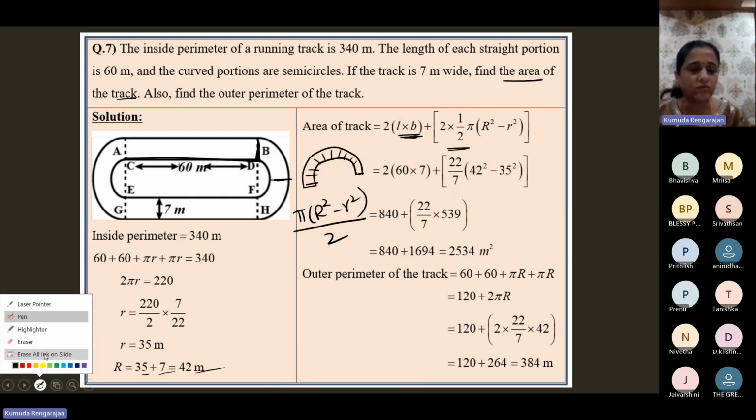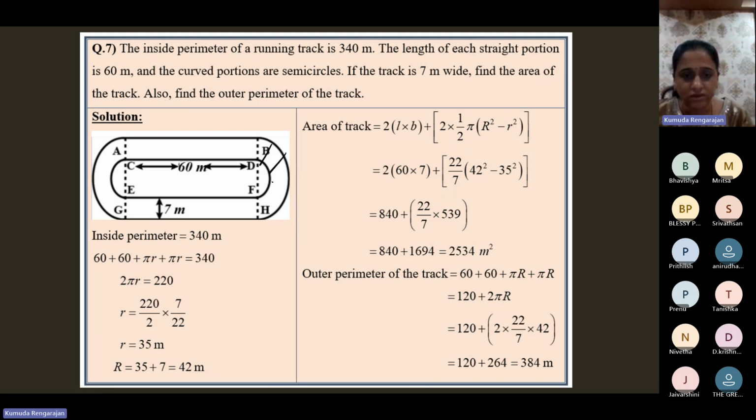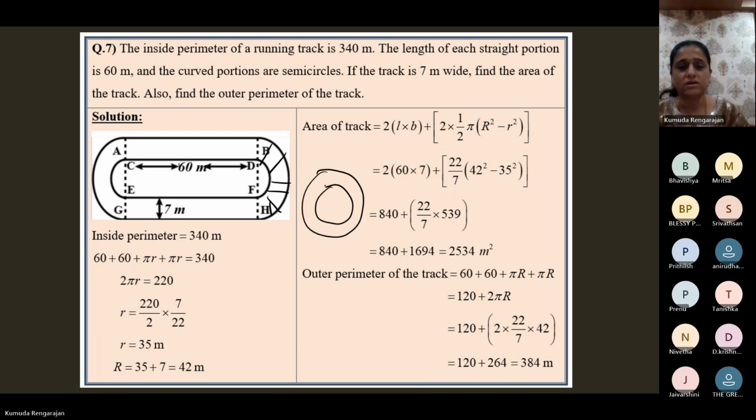This one is half of the full ring. This is the full ring, whose area is pi R square minus r square. This is half of the full ring, so I've written half pi R square minus r square.